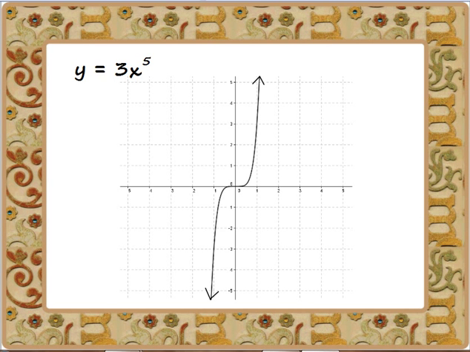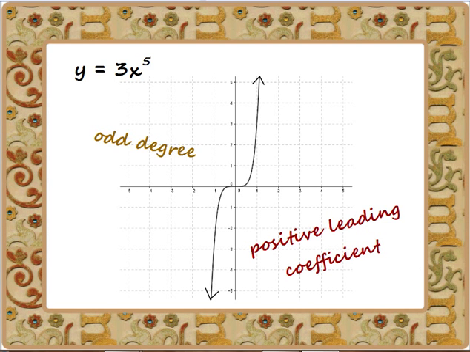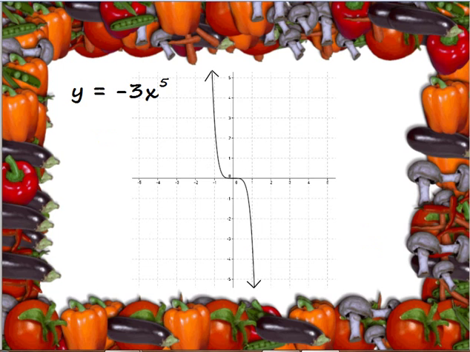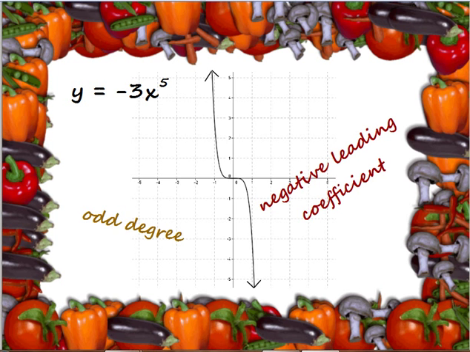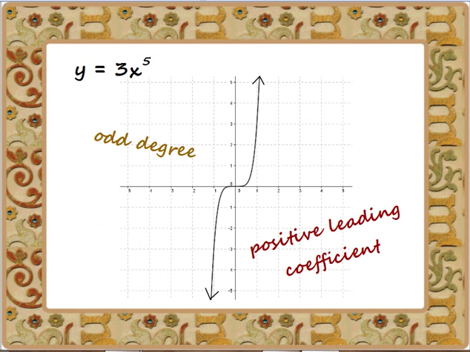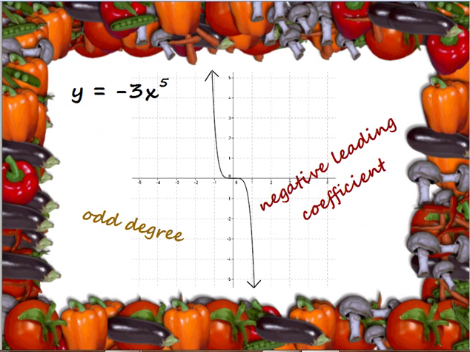Next, I have y equals 3x to the 5th. It's important to note here that this is a 5th degree polynomial if you look at the basic shape. It has a positive leading coefficient and an odd degree. If I change that graph so that it has a negative leading coefficient, it actually points the opposite direction. It still has an odd degree. Look at the difference between the two. Positive leading coefficient, negative leading coefficient.